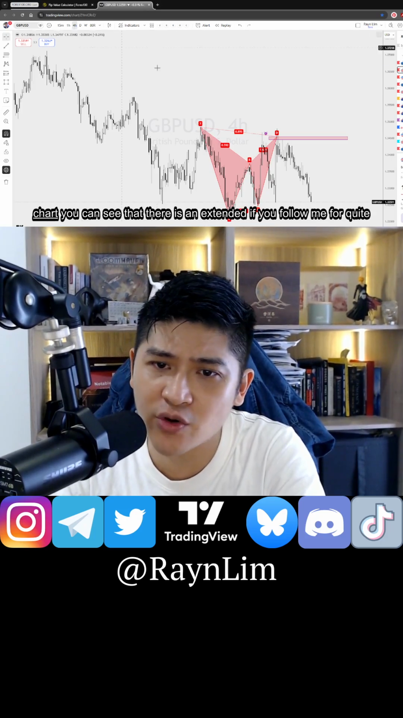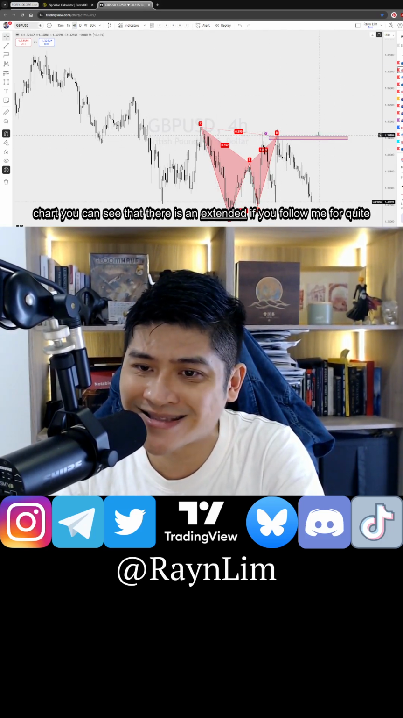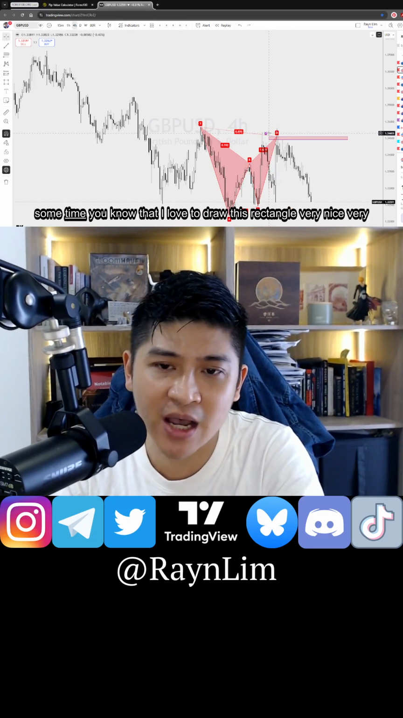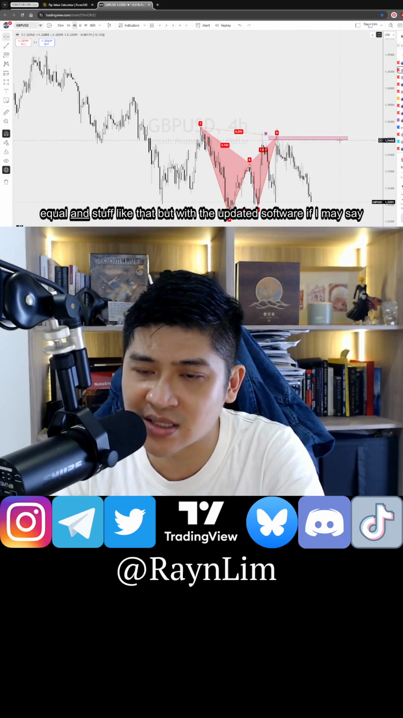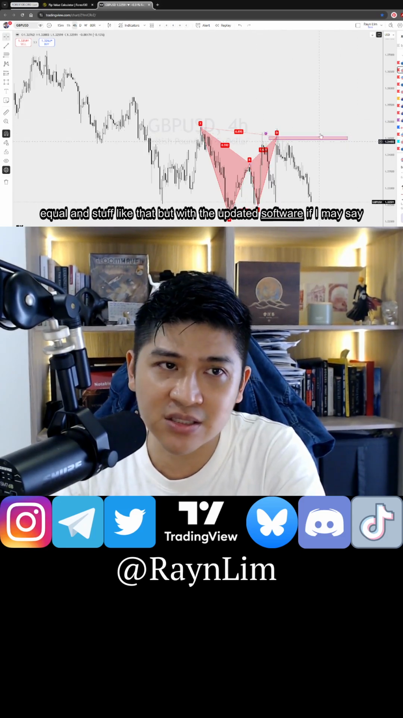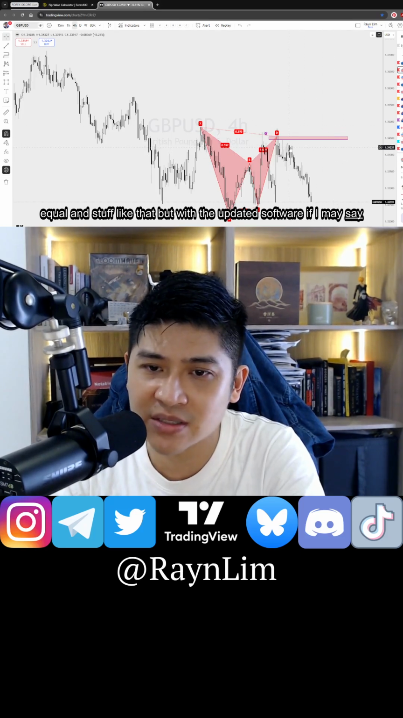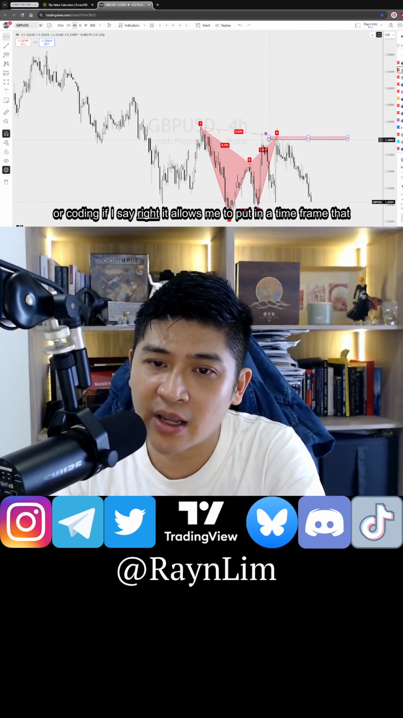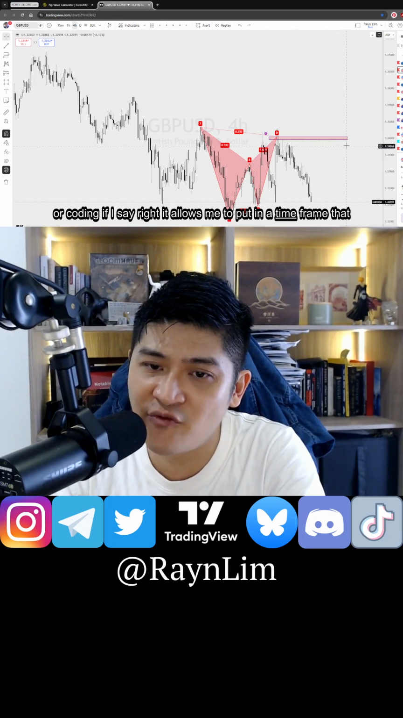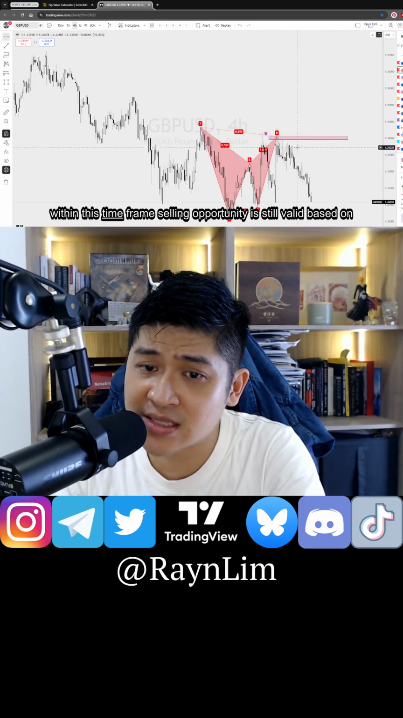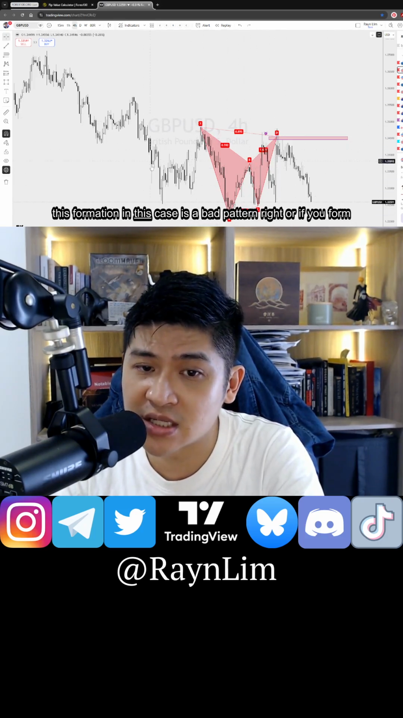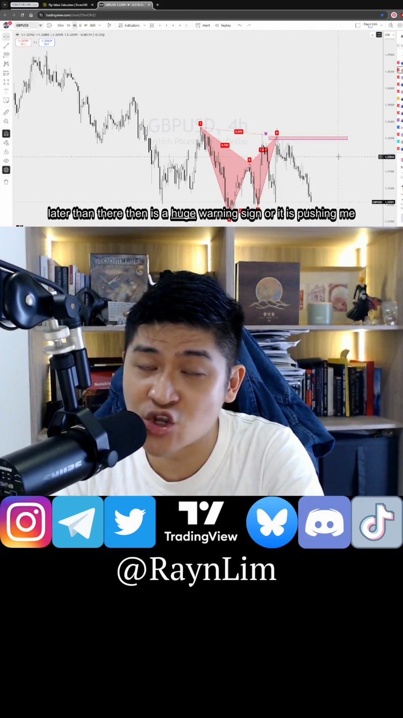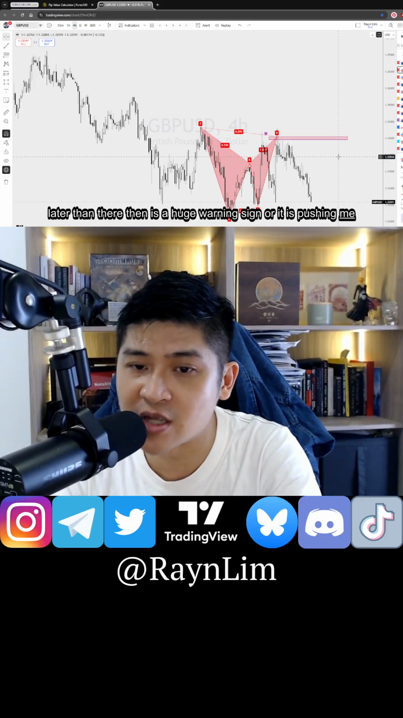On the 4-hour chart, if you have followed me for quite some time, you know that I love to draw this rectangle, very nice and equal. But with the updated software, or coding, it allows me to put in a time frame within which the selling opportunity is still valid based on this formation. In this case, it's a bad pattern, right? If it forms later than that, then it's a huge warning sign, or it is pushing me towards not doing it.